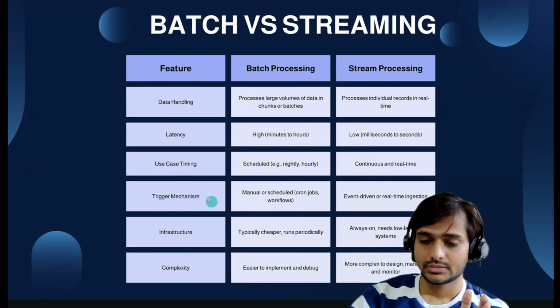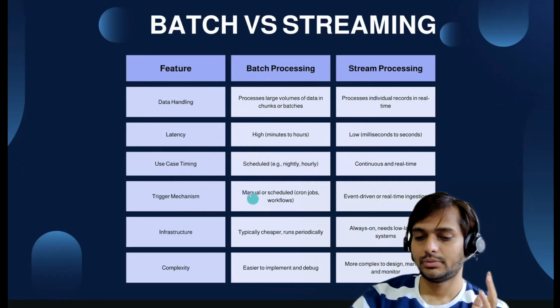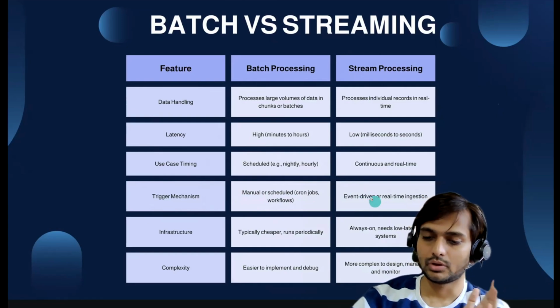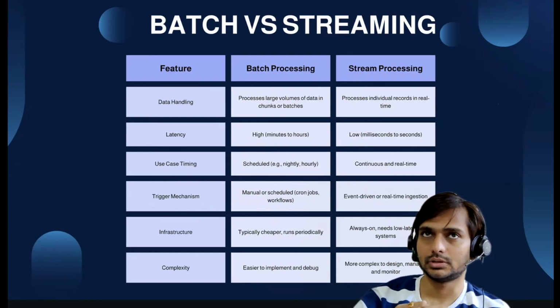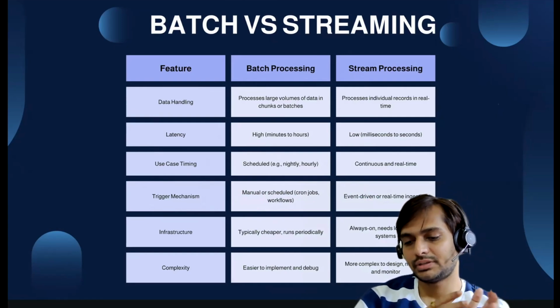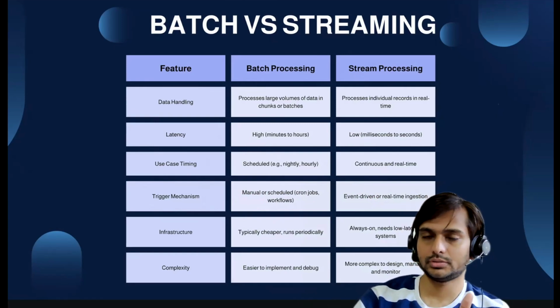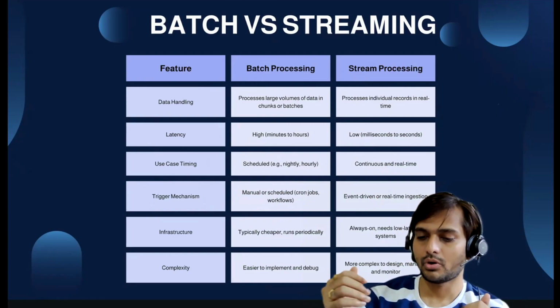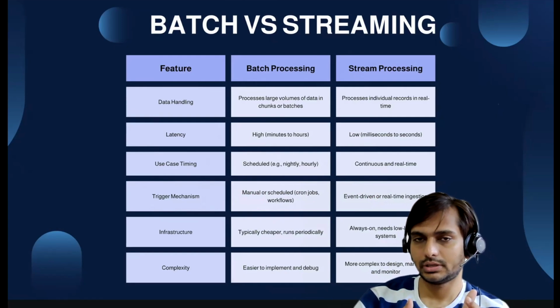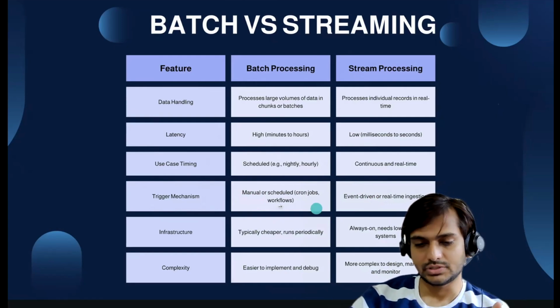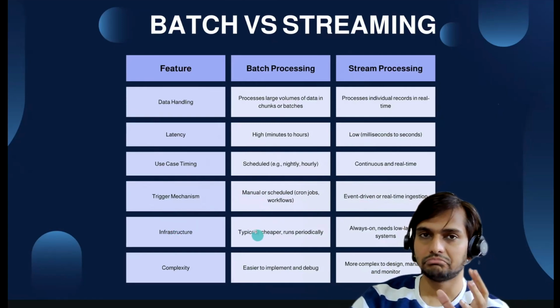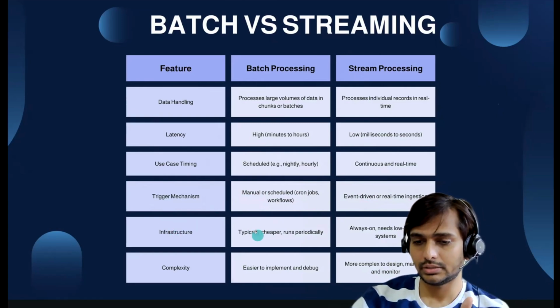And you have the trigger mechanism. For batch, it is usually manual or scheduled cron jobs or workflows. For streaming, it is more event-driven or real-time ingestion. Event-driven means that as and when the data arrives, your pipeline triggers. It might also be that the system is continuously looking for data, which is real-time ingestion. Then you have infrastructure. Batch is typically significantly cheaper and runs periodically.